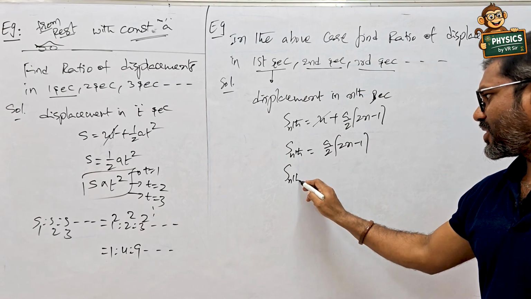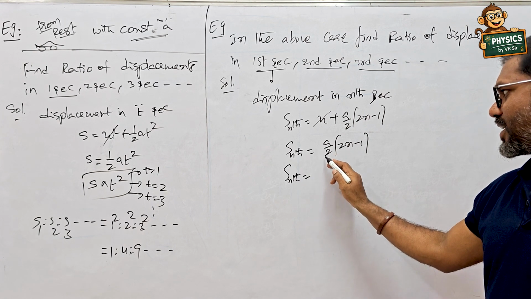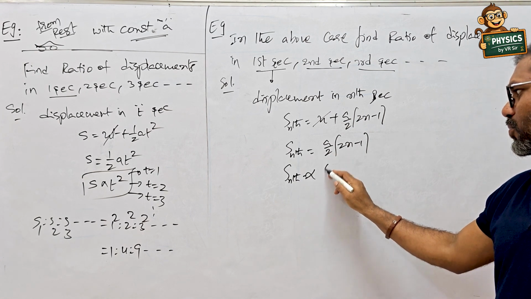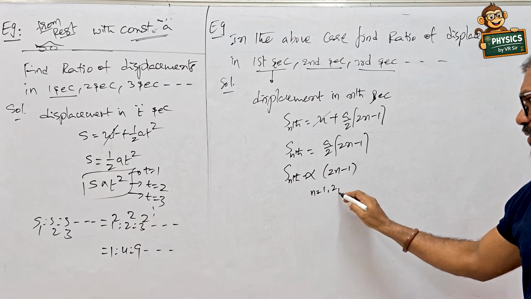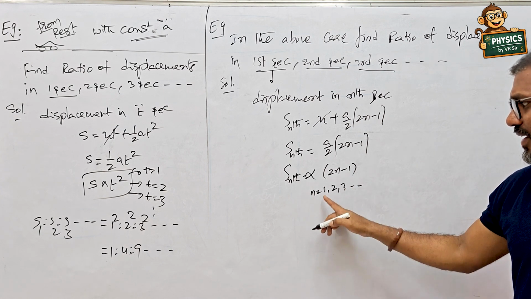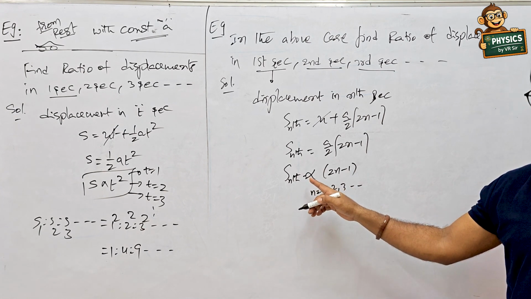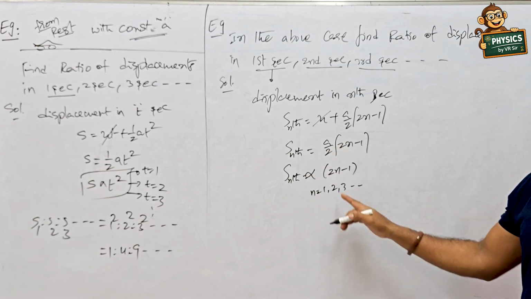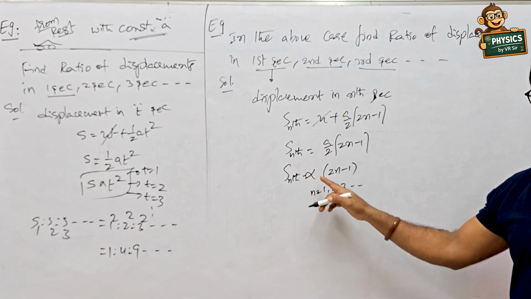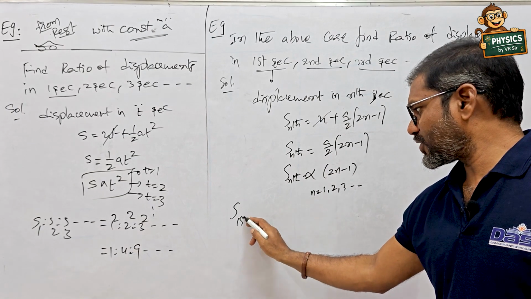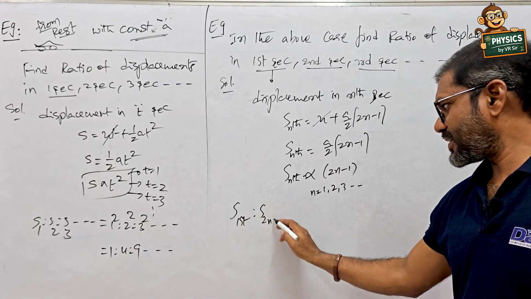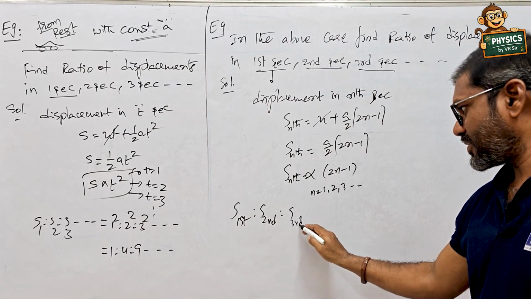Now S nth is, of course a by 2 is a constant, we can write proportional to 2n minus 1, where n is equivalent to 1, 2, 3 and so on. If n is equivalent to 1, it is representing displacement in the first second. If n is equivalent to 2, it is representing the displacement in the second second. So how do you take this? This is S first is to S second is to S third and so on.